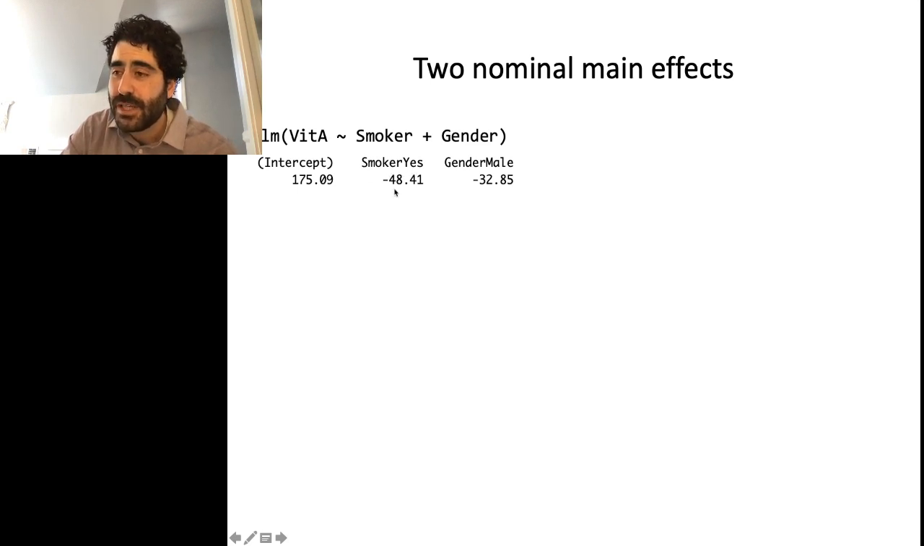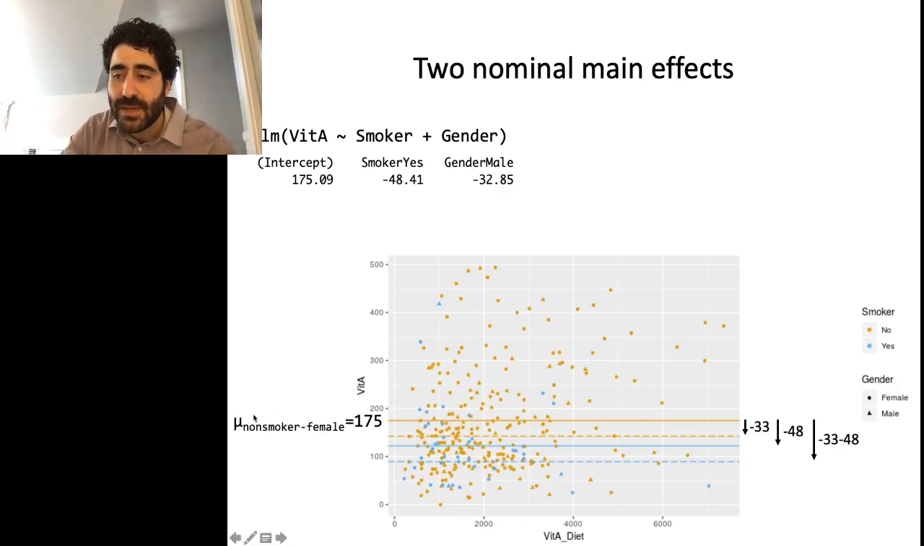If you're a smoker, we adjust that downward by 48. And if you're male, we adjust that downward by 32, right? So we're using as the baseline here females that don't smoke. For them, we're predicting 175. If you smoke, we subtract 48 from our prediction. If you're male, we subtract 32. If you're both male and a smoker, we just subtract 80. You just get both penalties here, right? You get the smoking penalty and the male penalty.